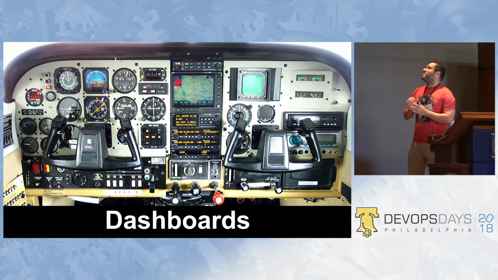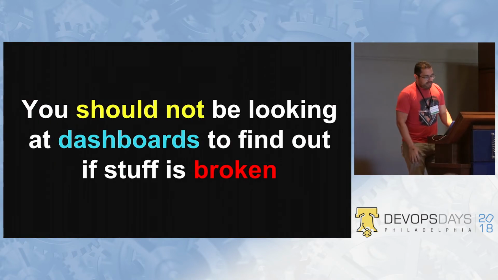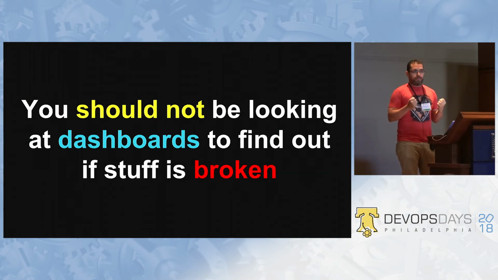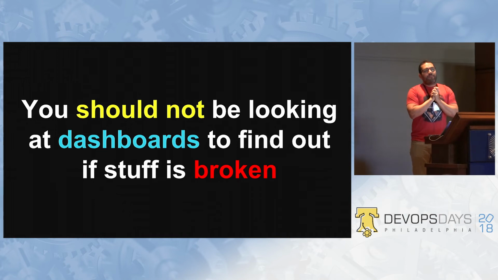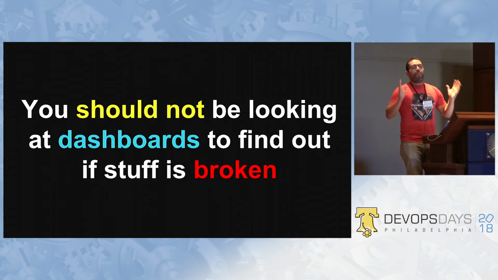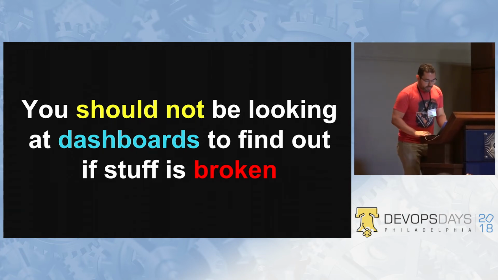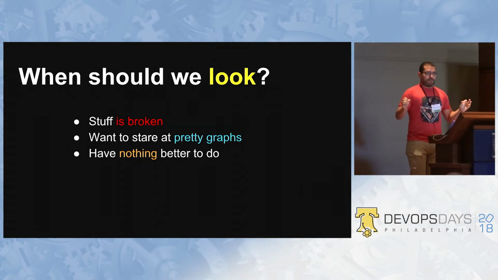And dashboards. This was one of the things that made a huge difference for us, especially for my team: you should not be looking at dashboards to find out if stuff is broken. This is the main rule for dashboards. You should not be looking at a dashboard asking, is there something broken now? This is not the reason why we build dashboards. We should only look at a dashboard when stuff is broken.